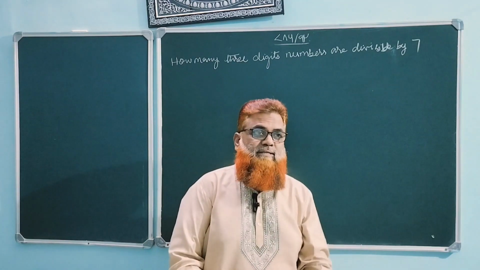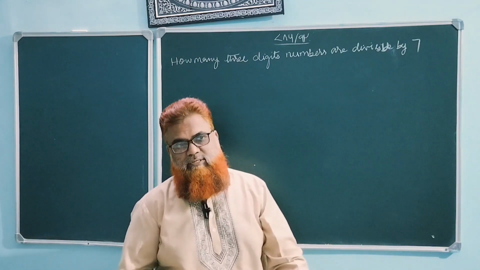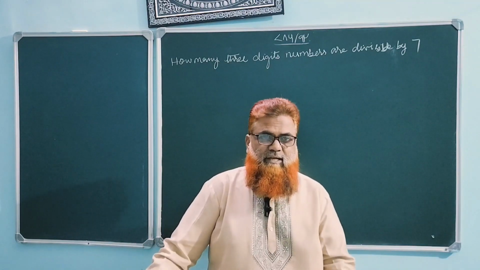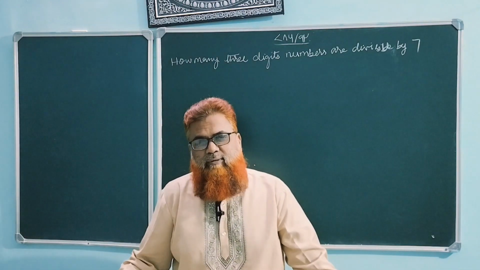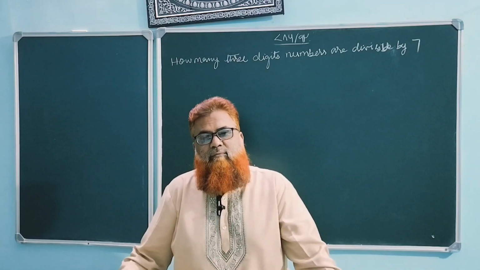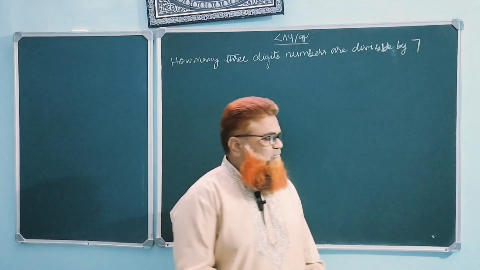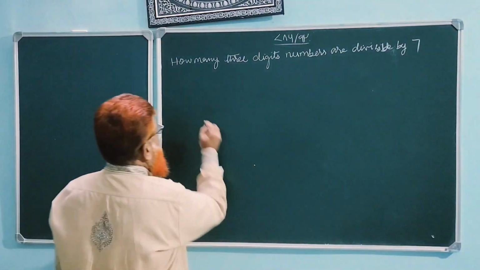are divisible by 7? Three-digit number means what? We have 1 to 9 as the single digits, 10 to 99 as the double digits, and 100 to 999 as 3 digits. So the least 3-digit number is 100.